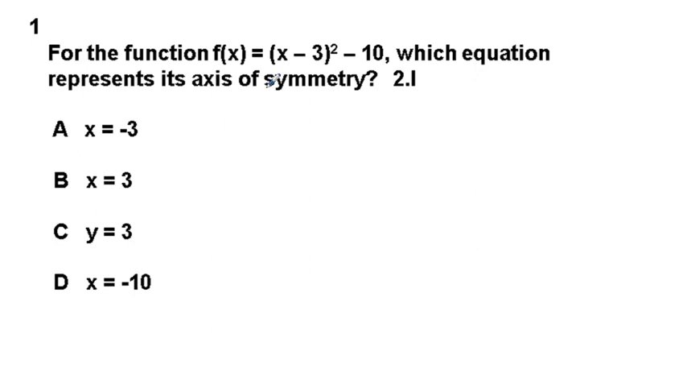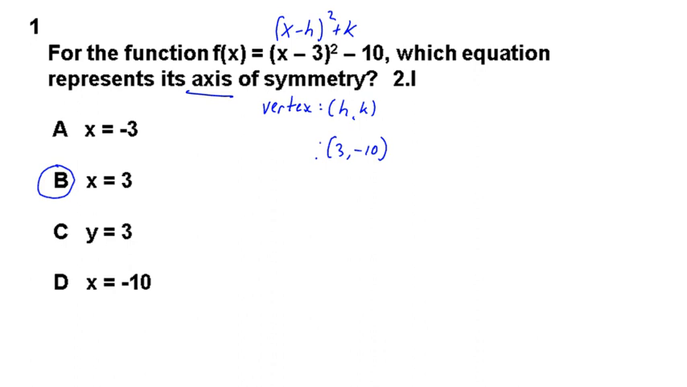Well, the key thing to know about the vertex form is that if you have the form, this is in the form of vertex, which is quantity x minus h squared plus k. And so what you have is the vertex is the coordinate pair h comma k. In this instance, the vertex is h has to be 3 and k has to be -10. And so this 3 is the x value, the axis of symmetry is. So B is our correct answer.